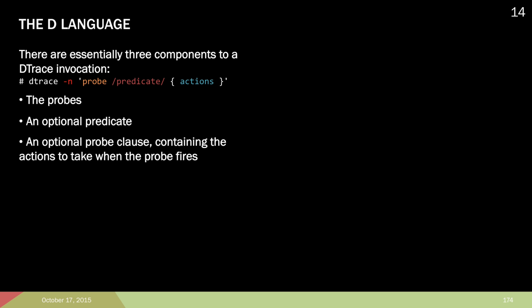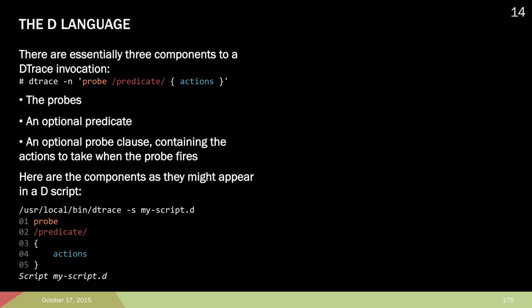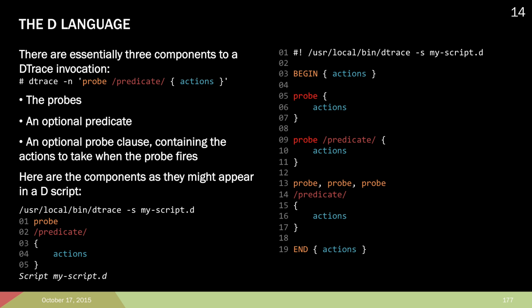We can inline scripts in single quotes using -n, which tells DTrace one or more probes follow, or we can save scripts to files and execute them using -s. The same probe can appear in a script more than once, having different clauses, and we can combine probes using commas. The same predicate and clause will be used on all of those probes.